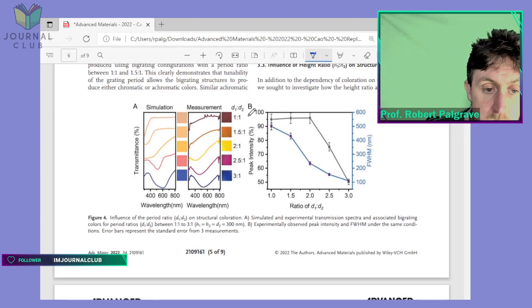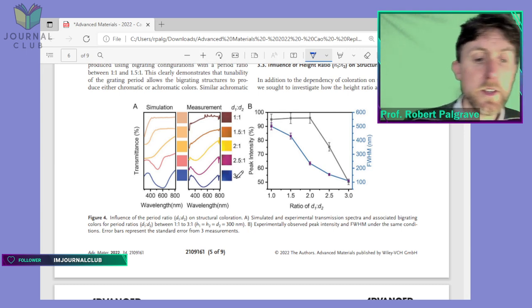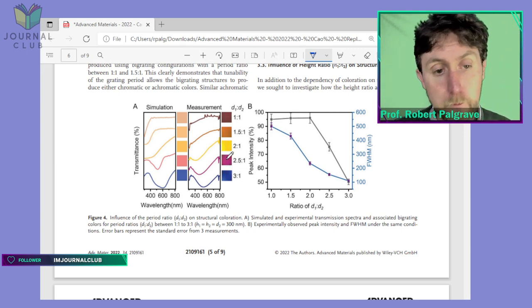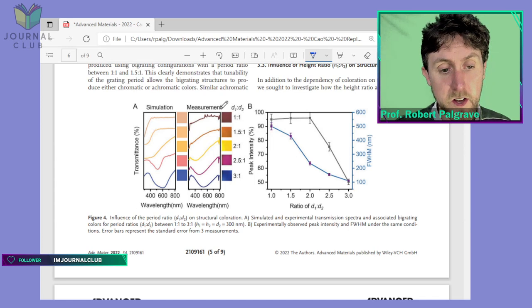Okay, so let's look at this. So here's a different ratio. So here's 1 to 1, simulation, measurement. And here's 1.5 to 1, 2 to 1, 2.5 to 1, 3 to 1. So we're getting, again, big changes here as you're changing the ratio.